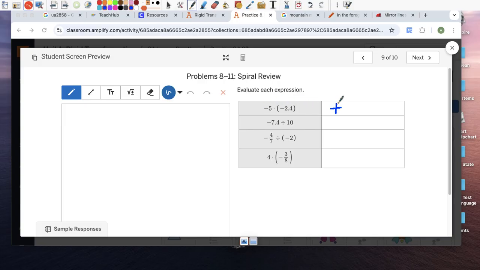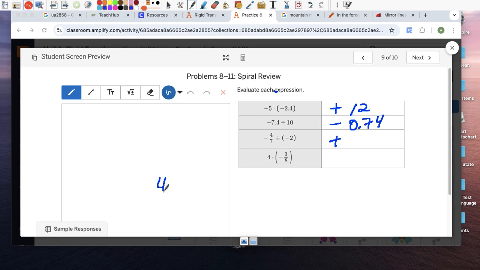5 times 2.4, and you can use a calculator, positive 12. So it's a negative divided by a positive. So a negative divided by a positive is a negative. 7.4 divided by 10 is just 0.74. Negative. It's a negative divided by a negative, so that's going to give me a positive answer, right?